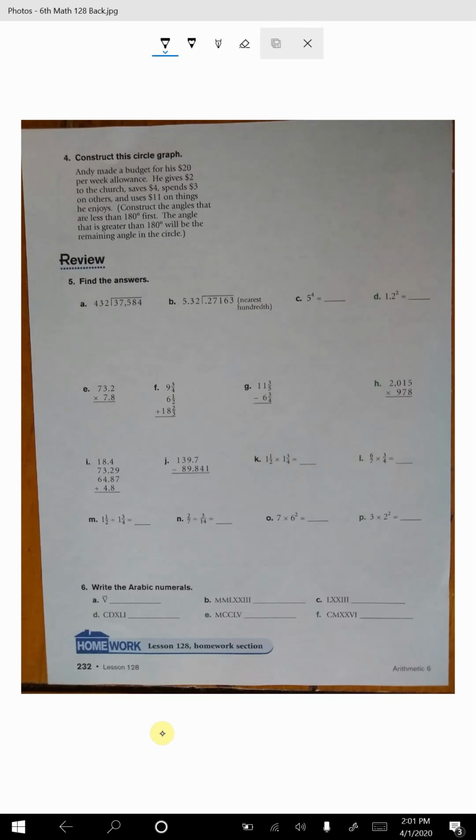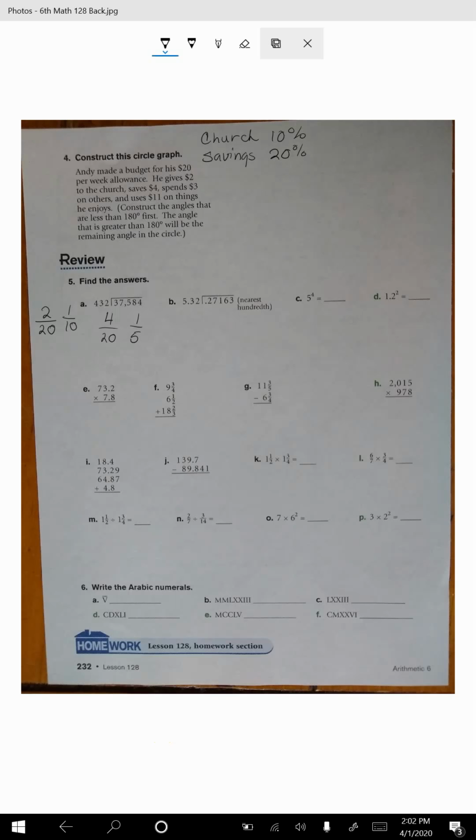So the first thing we have is the church, and the church is $2 out of 20. That reduces to 1/10, which is 10%. So up here, I'm going to write church 10%. Do you agree with me? Okay. He saves $4 out of 20, which reduces to 1/5. Do you remember what 1/5 is as a percent? It's 20%. So savings is 20%.